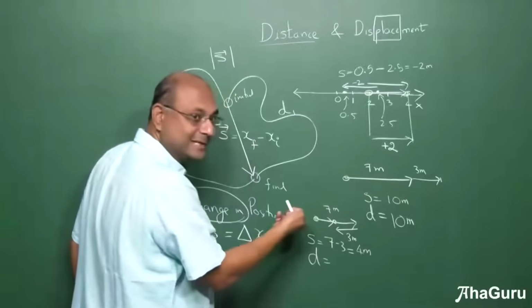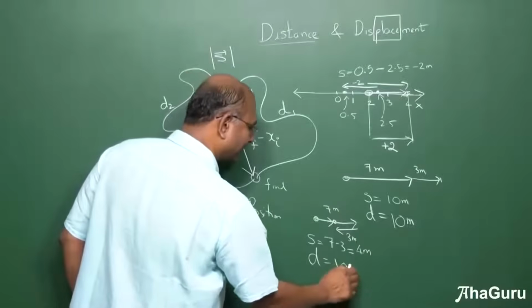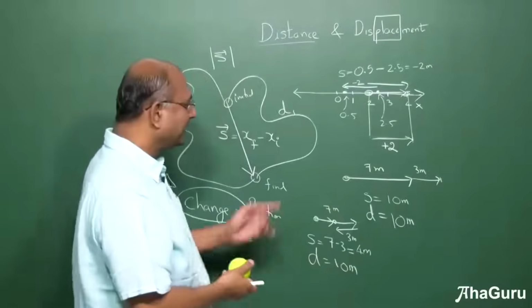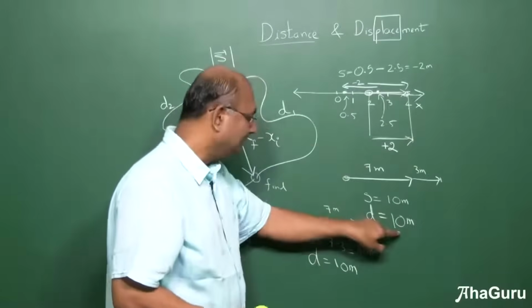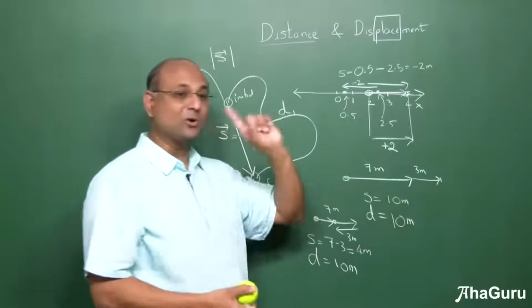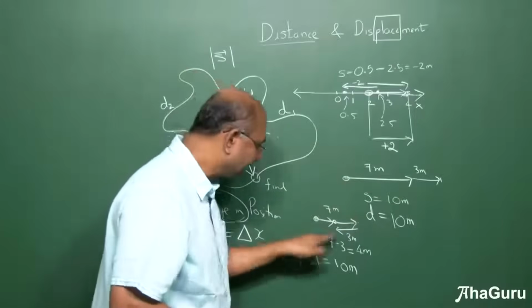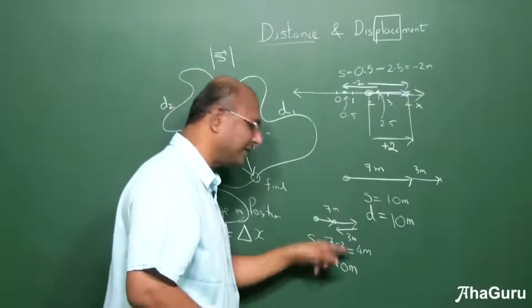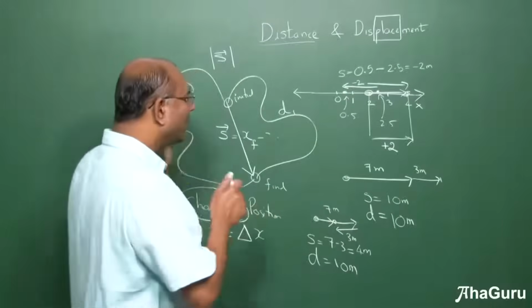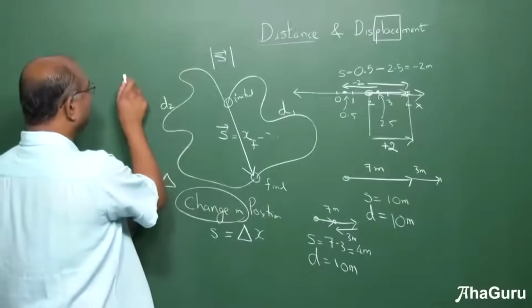7 plus 3. So what is my distance? It's still 10. Do you see? 7, 3, 10. But displacement is also 10. 7, 3. Distance is 10. But displacement is 4. What will happen if instead I moved like this?